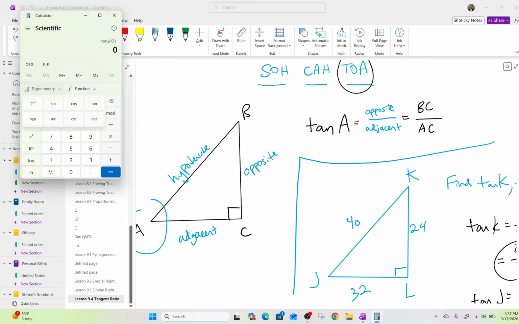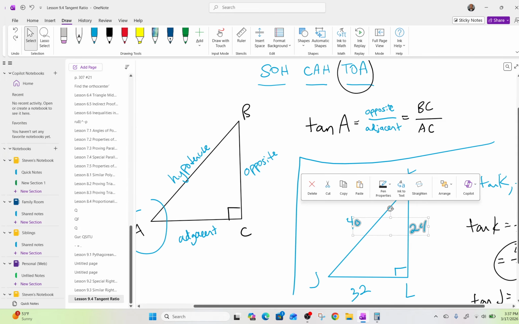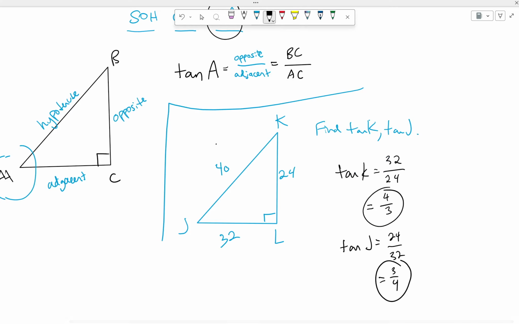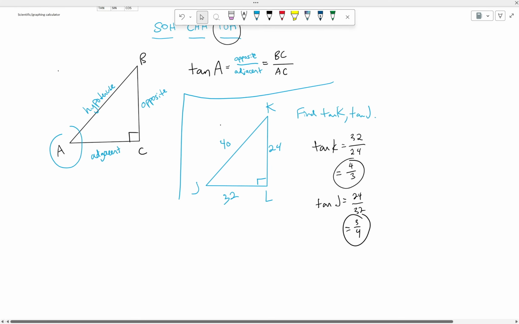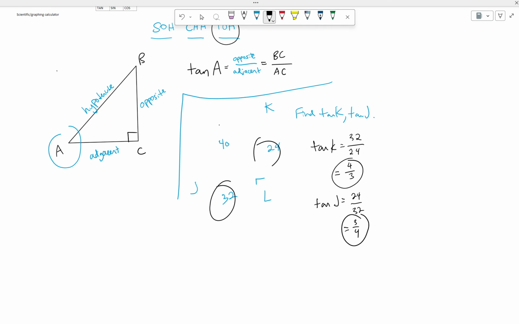Let's try it. Tangent of 90. The way I enter it in this one is I say 90, and then I take the tangent. And it says invalid input. It won't even let me do it on the calculator, and that's because it just doesn't make sense as a problem. There is no opposite, it is the hypotenuse. There is no adjacent because I have two adjacents, so that doesn't make sense.